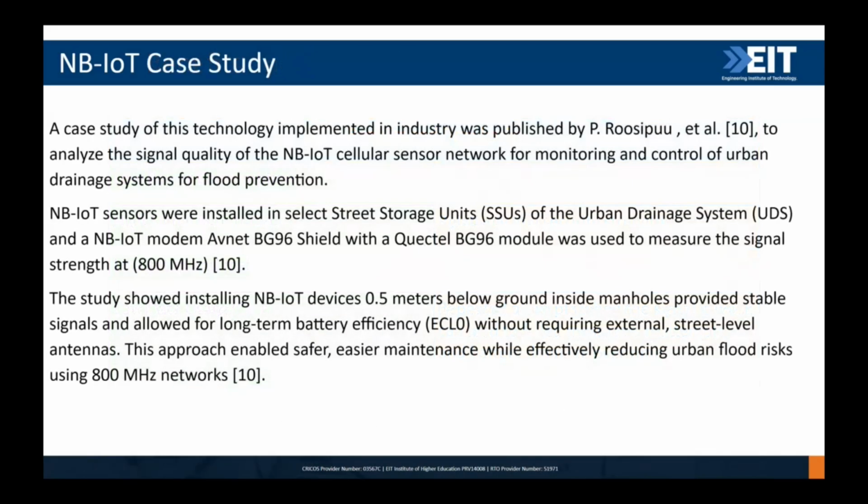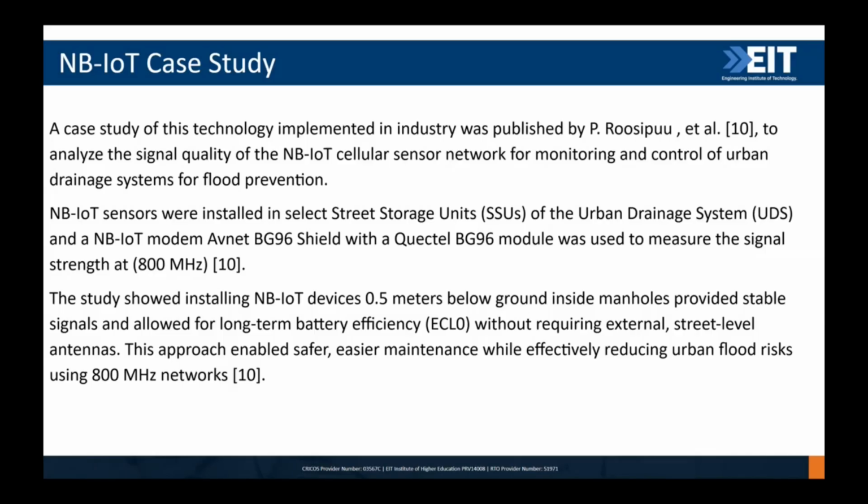Lastly, looking at our case study, it was published by Rusipu et al. Sorry, it's difficult to say the name. Basically, they analyzed the NB-IoT network or protocol in a similar context, but not the same. This was for a flooding management system.